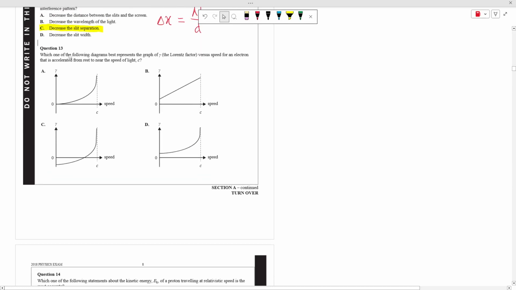Question 13. Which one of the following diagrams best represents the graph of the Lorentz factor gamma versus speed for an electron that is accelerated from rest to near the speed of light c? Okay, this is an interesting question because it requires you to understand the limitations of the Lorentz factor. So let's just have a look at the graphs and see which one is the most correct. Now, it is true that the Lorentz factor value shoots off towards infinity like this, asymptotically, as you approach the speed of light.